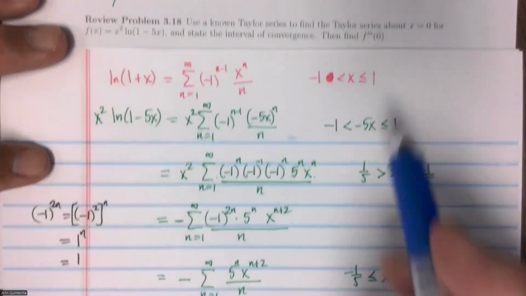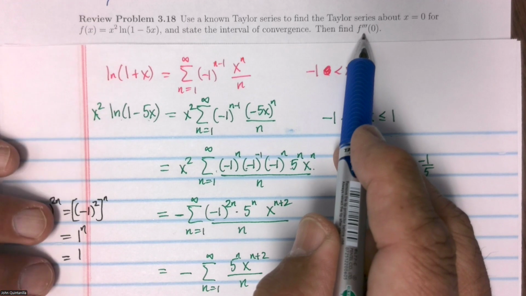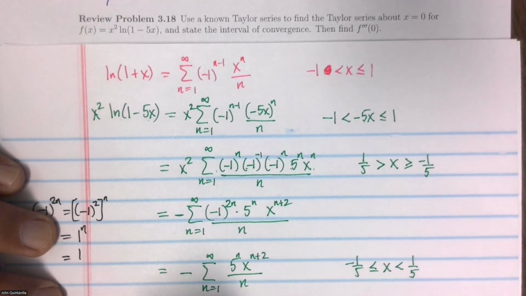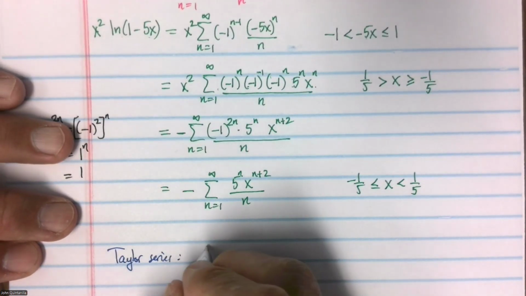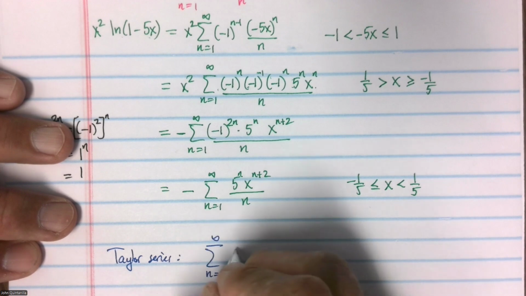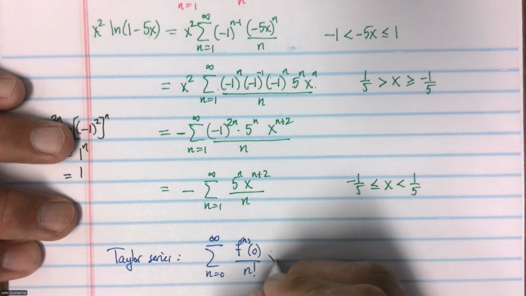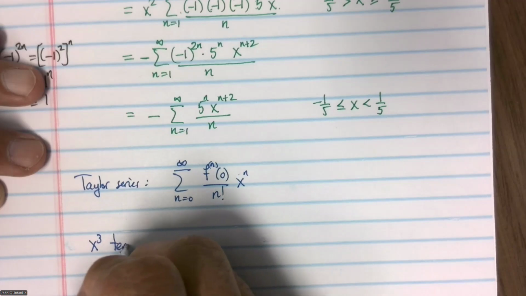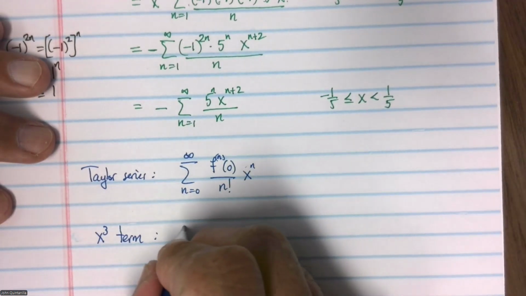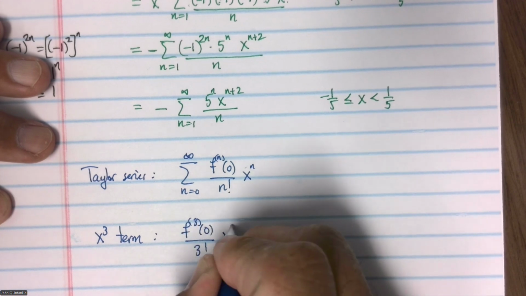Okay, for the last part of the problem, it says find the third derivative at 0. To find the third derivative at 0, remember the Taylor series looks like this: summation n equals 0 to infinity of the nth derivative at 0 over n factorial times (x minus 0) to the n. So to figure out the third derivative, let's figure out the x to the third term. The x to the third term is going to be the third derivative at 0 over 3 factorial times x to the third.